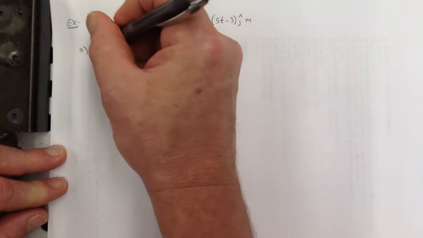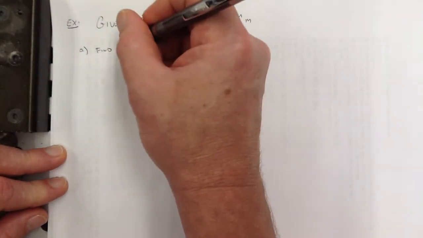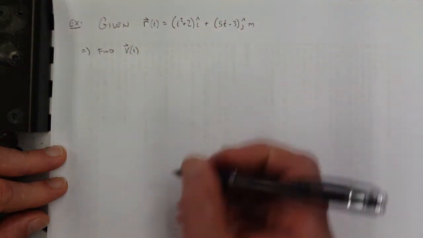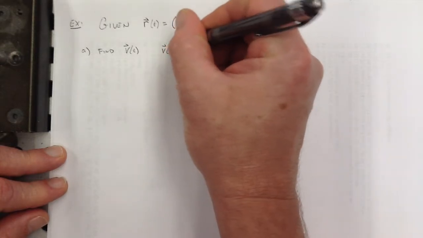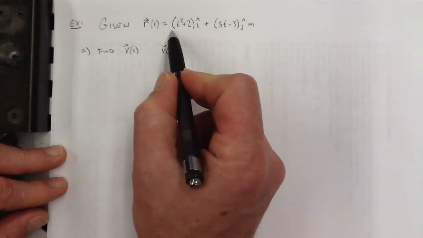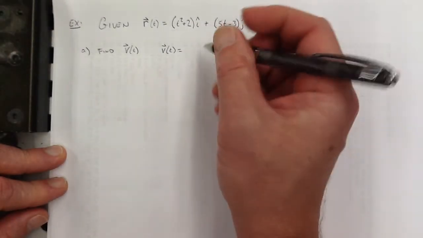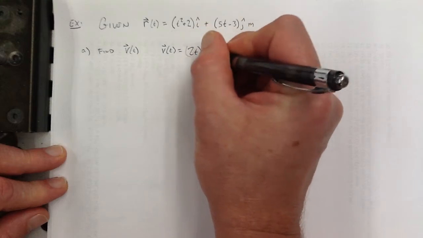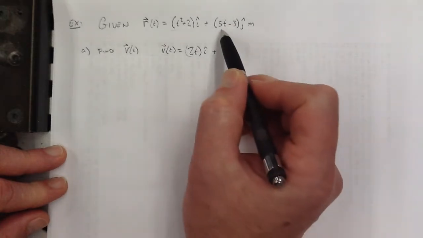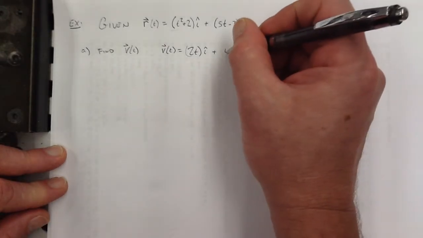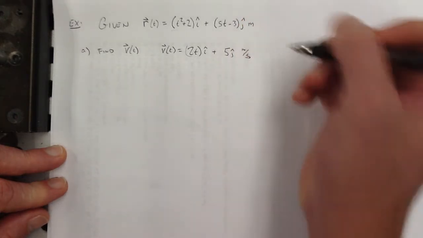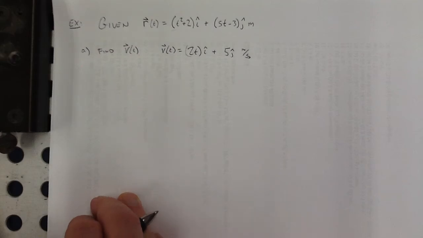So find the velocity function. We could do that. Well, the velocity function, velocity is the derivative of position. So I just look at this and say, what's the derivative of this? It's 2t. And then how about this? It's just 5. And that would be in meters per second. Ooh, that was easy.